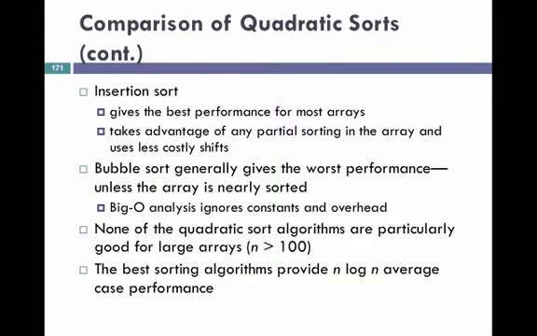Insertion sort gives the best performance for most arrays. It takes advantage of any partial sorting in the array, and it uses less costly shifts. Bubble sort is usually the worst performer, unless the array is nearly sorted. Remember, in big O analysis, we ignore constants and overhead. Now, none of the quadratic sort algorithms are particularly good for large arrays when n is over 100. The best sorting algorithms will give an n log n average case performance, and we'll talk about some of them in the rest of the chapter.